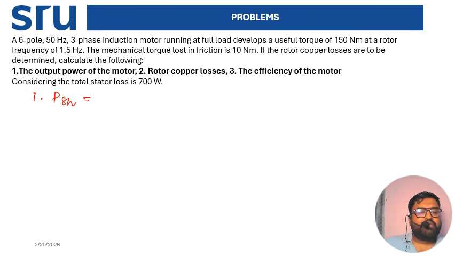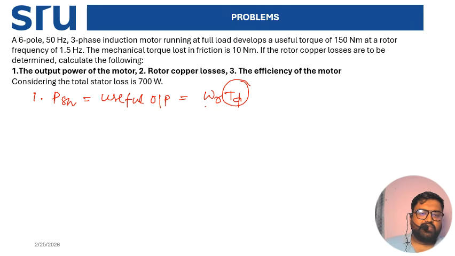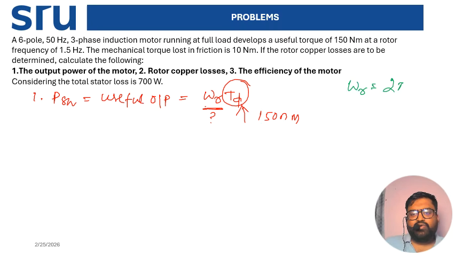Shaft power is nothing but the useful output power, and the formula is omega r into Tt. In this question, the Tt value is given. What is the Tt value given in the question? That is 150 Newton meter. But the omega r value is not given. Then what we know is the formula of omega r: omega r equals 2 pi nr.